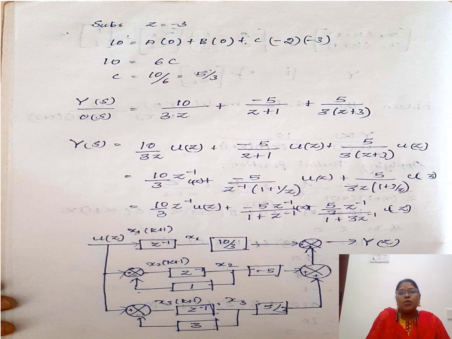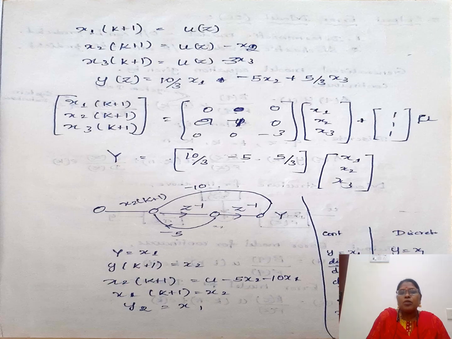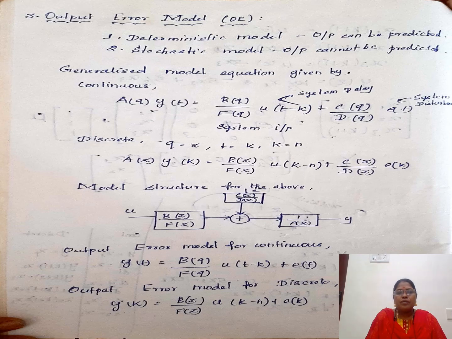So like this you will get, from this find what is x1, x2 and x3 of k plus 1 and get the model. So model is nothing but the equation and the output equation combined together, we call it as state model.